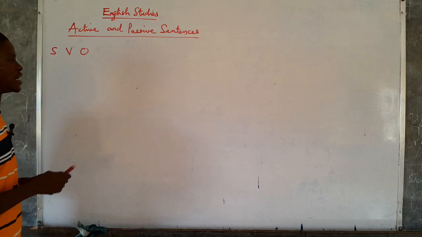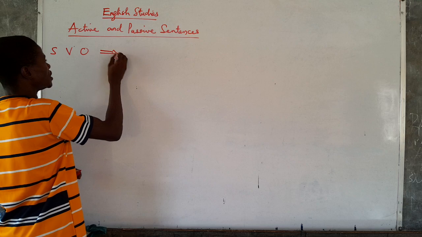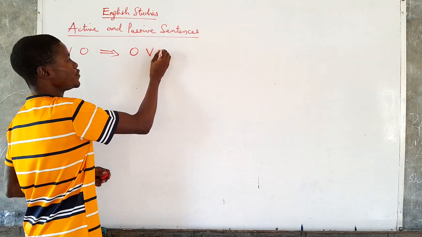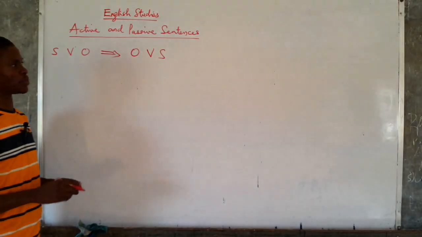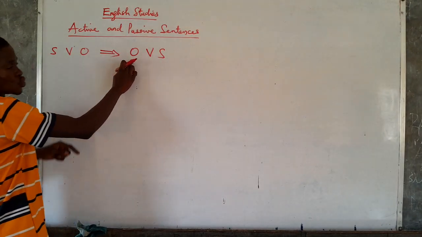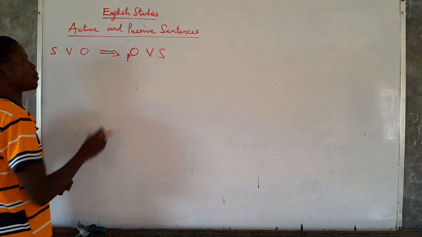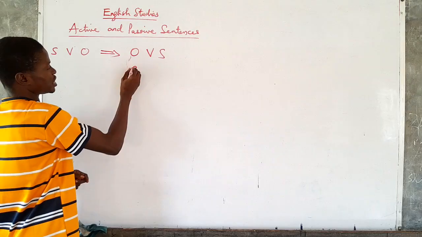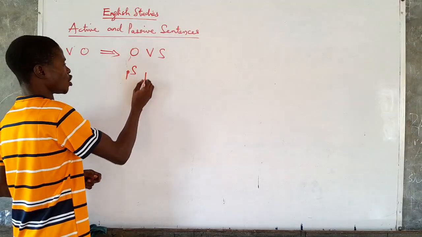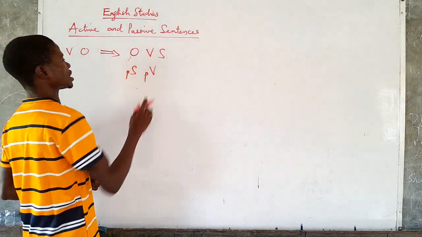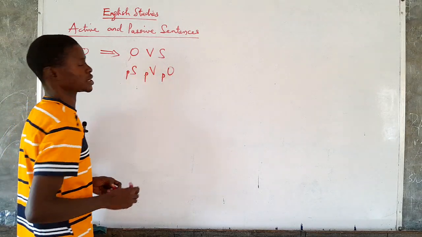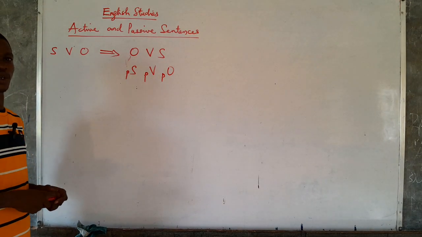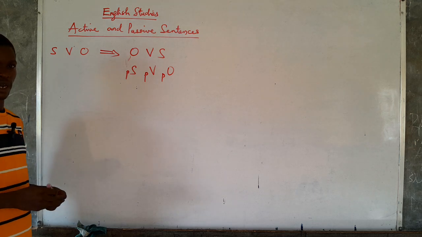So we said then that if you want to convert this to passive, we now basically have what is known as O, V, and S, which is the object being brought back to passive form. This object will now be called the passive subject, and this verb will be called the passive verb, and this subject will be called passive object. How do we arrive at this? Please, let's go along as we examine them one after the other.